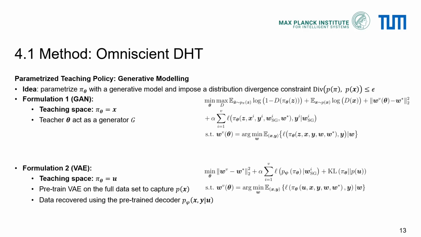So we are trying to impose some additional constraint, a distribution divergence constraint. We want the difference between the original data distribution and the generated data distribution to be within some epsilon neighborhood. And we have two different formulations based on two different generative models. The first formulation is GAN-based. So we are directly trying to teach in the image space, and the teacher will act as a generator.